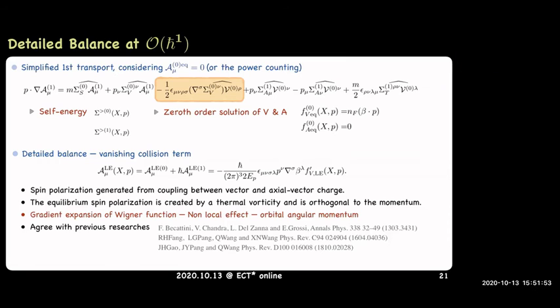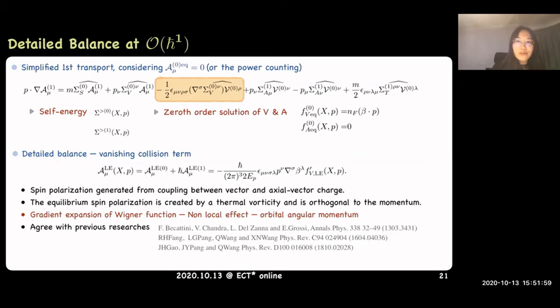So what about the zeroth order A mu? We have shown that it equals 0. We haven't found a non-trivial solution at the classical level. Maybe there is one, but it may depend on the interaction. In the interaction we have adopted, there is no classical A mu.